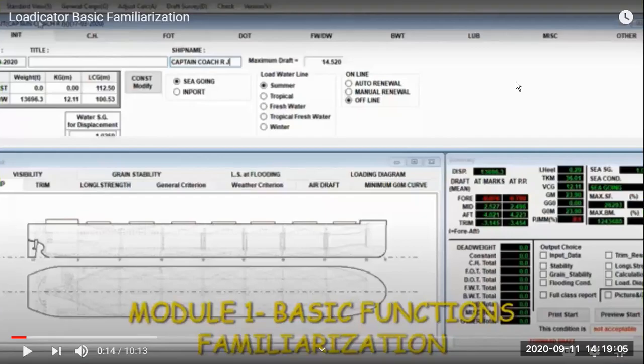So let's see, this is a loadicator of a bulk carrier. Let's see all the things which we have. We have various pages on this, the initial pages, then we have the cargo hold, the fuel oil, the diesel oil, fresh water, distilled water, ballast water, lube oil, miscellaneous, and other entries.